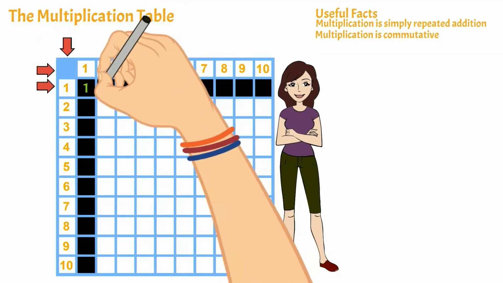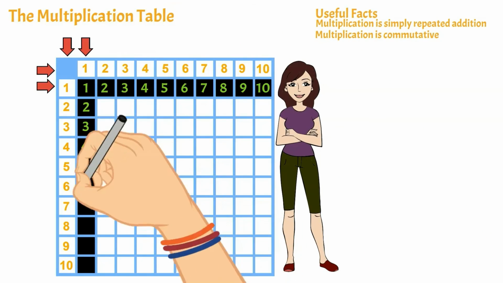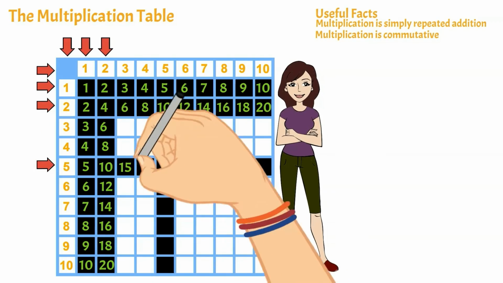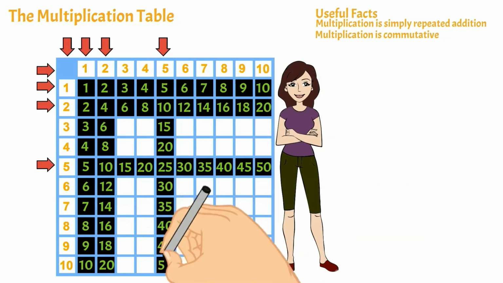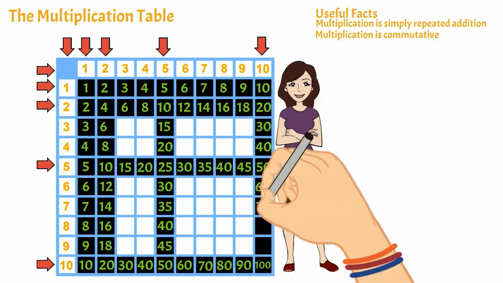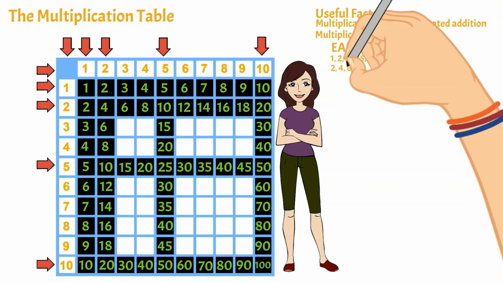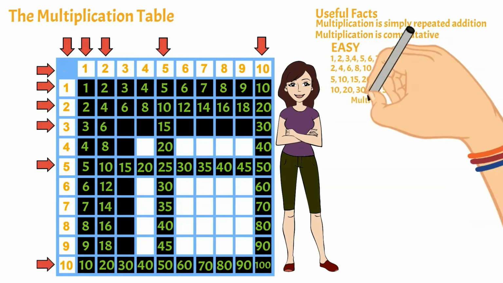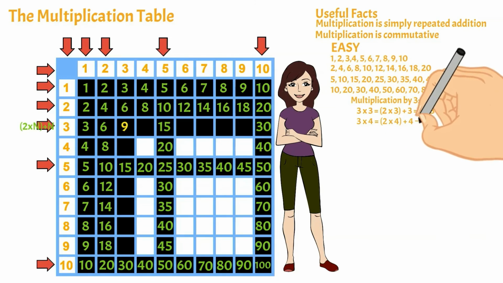You may want to watch the video again until you get to master the multiplication table. Again, in mastering the multiplication table, it is important to know the easy ones. The very easy ones are multiplication by 1, 2, 5, and 10. Knowing these very easy ones would enable you to figure out the rest.